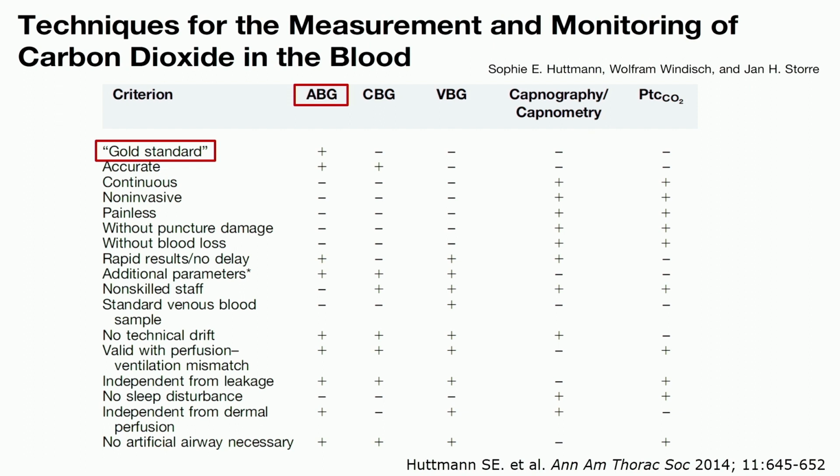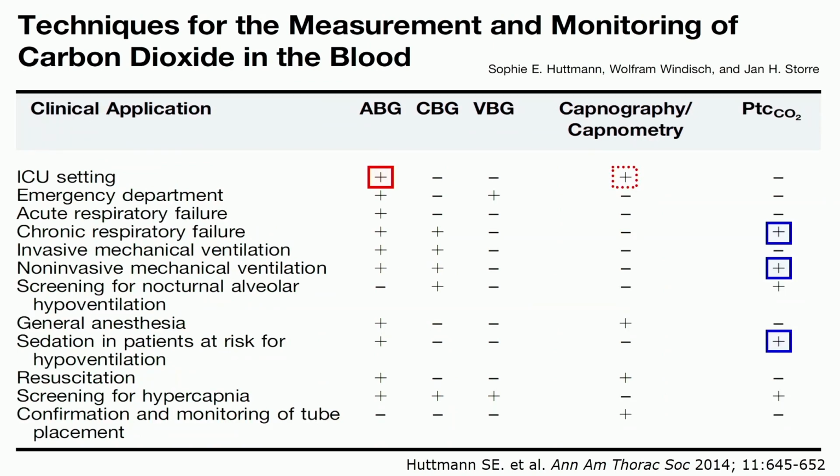But considering different criteria, that is continuous monitoring, non-invasive monitoring, painless monitoring, technical issues, or being dependent or independent of artificial airways and all the other points you can read here, you have certain advantages and disadvantages for the different measurements. We do not have time to go through all of this. However, I can give you some ideas on what transcutaneous CO2 monitoring does. In the ICU setting, of course, we need to be as accurate as possible, therefore the ABG is still the most important. But transcutaneous CO2 monitoring has the clear advantage as it is perfectly valid for chronic respiratory failure.